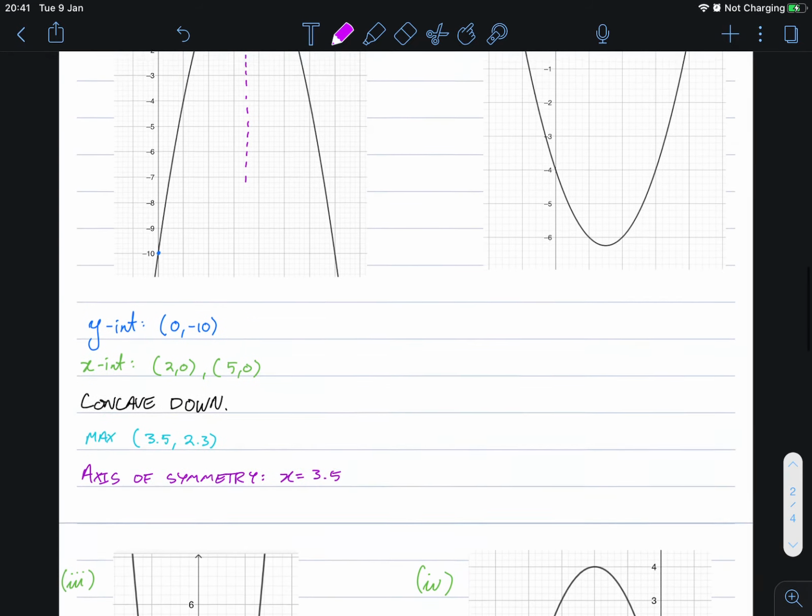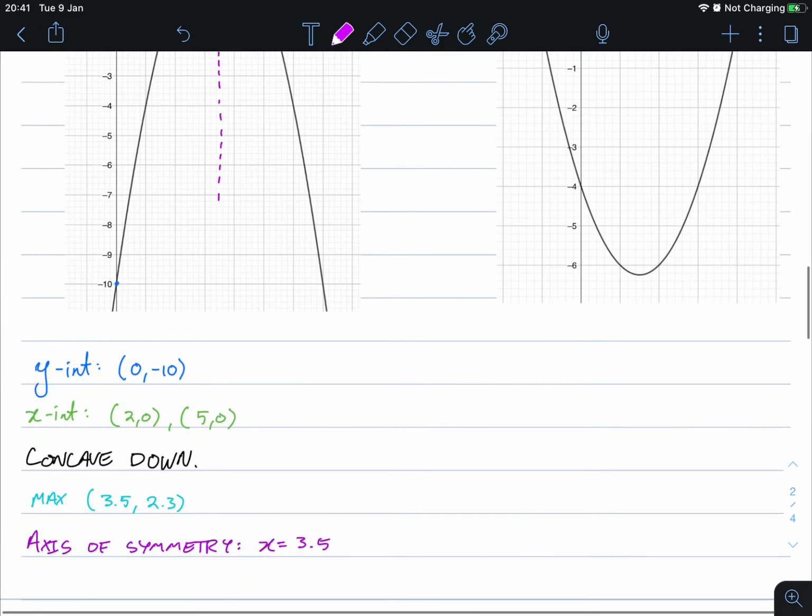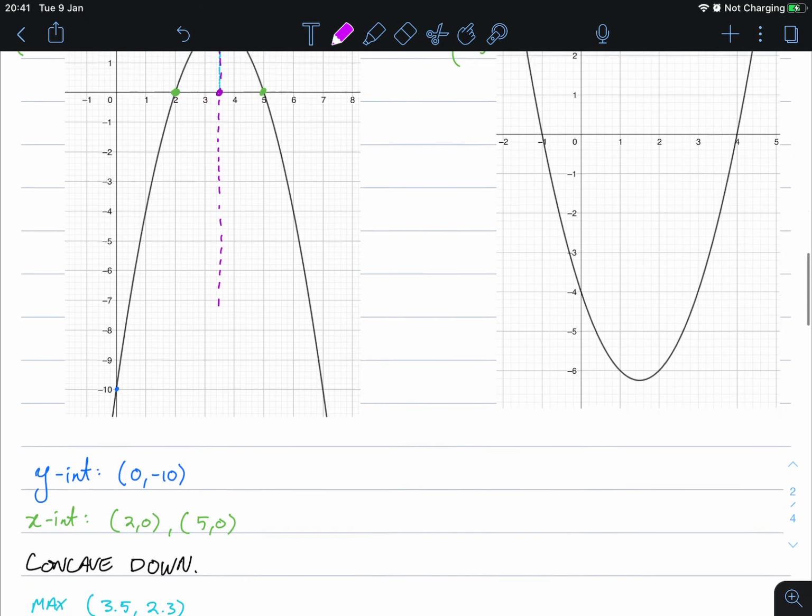I'll be doing these next 3 examples in the next video. Hope this gave you an insight into the key features of a parabola.